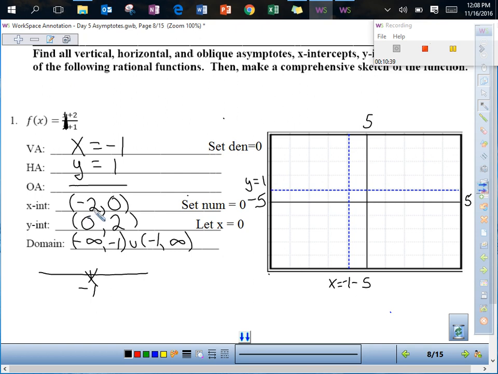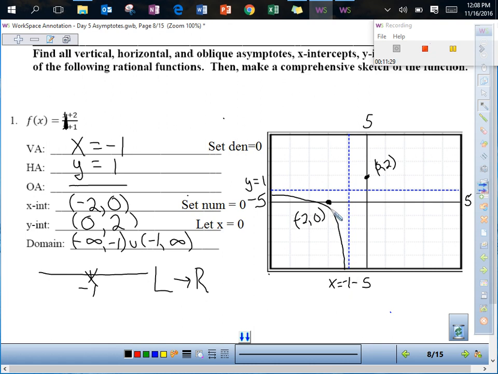Now plot your other points. I got an x-intercept at -2, 0, so put that on there and label it as -2, 0. I also have a y-intercept at 0, 2. So 0, 2. Now guys, this is all I need to graph. Whenever you graph something, think left to right. So I'm going to be in this quadrant right here. Going left to right, I got to be close to this asymptote, go through this point, and get close to that asymptote. So guys, I'm going to have something like this.